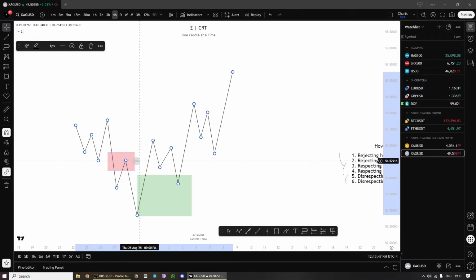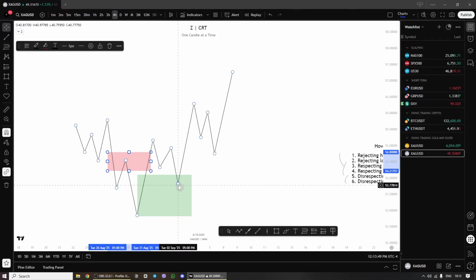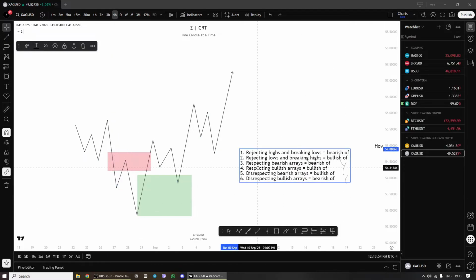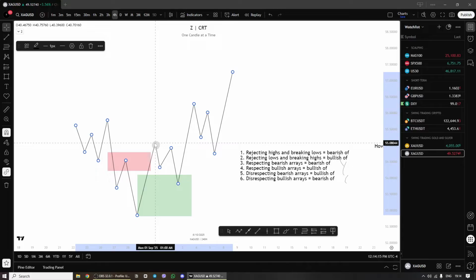And what was done already up to here? We rejected a low and broke a high, which is rejecting a low and breaking a high: bullish order flow. We are respecting a bullish PDA, and we are disrespecting a bearish array, which is this FVG that created this one. It's disrespected and broken through. So now we have to continue our order flow, and right here in this leg the same thing will happen.